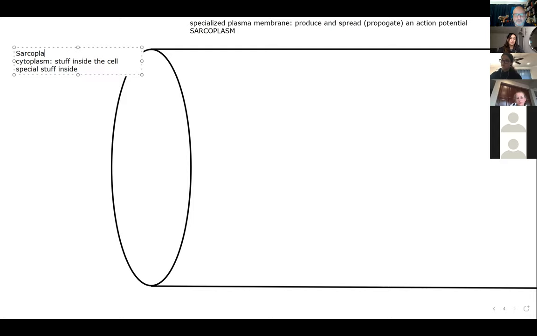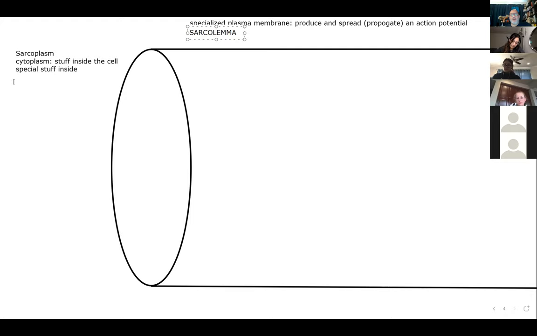Oh, sorry, I did that wrong. So this is the sarcoplasm. Our plasma membrane is our sarcolemma. I apologize for that. Sometimes when I get talking, I'm not paying attention to what I'm saying. There we go, excellent. So our plasma membrane is the sarcolemma. The sarcoplasm is the cytoplasm inside.